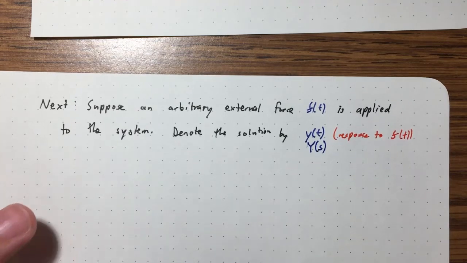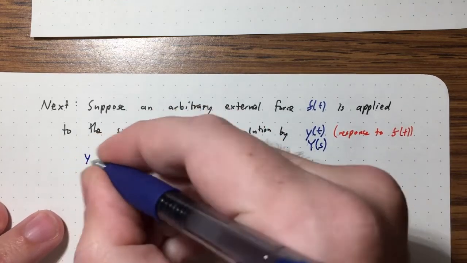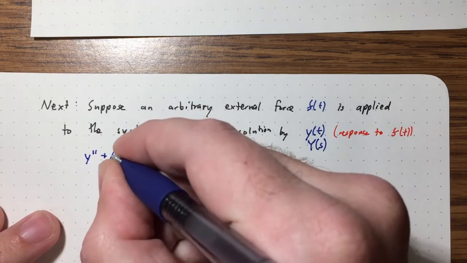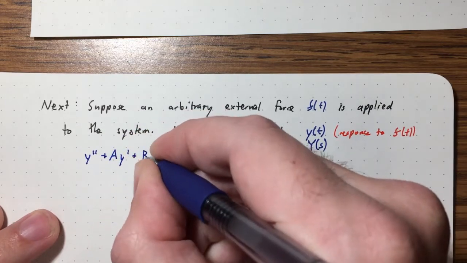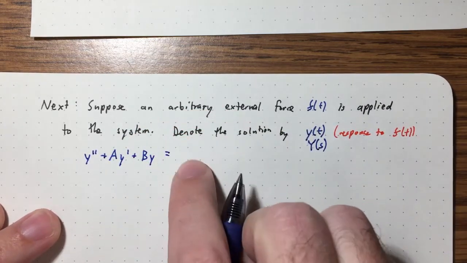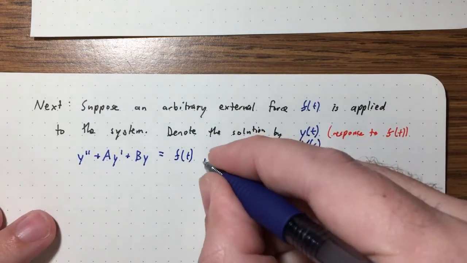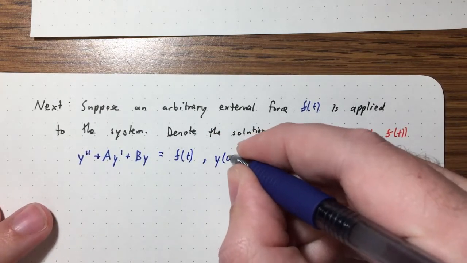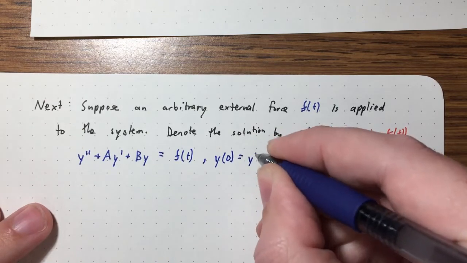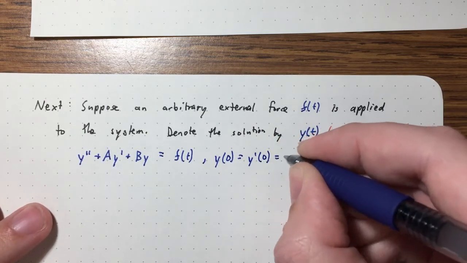Okay, well, what is the differential equation we're solving? I should have written that earlier. Well, it's our same differential equation. But instead of a 0 or a delta here, we put our arbitrary external force. And again, let's suppose at the beginning of this process, our system is completely at rest. Okay, that's an important assumption.